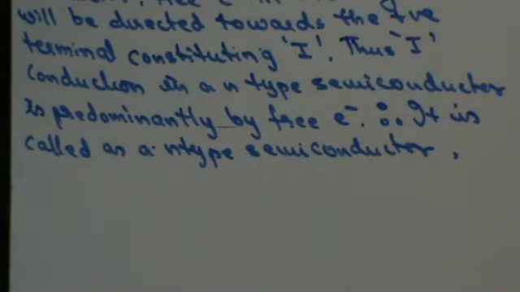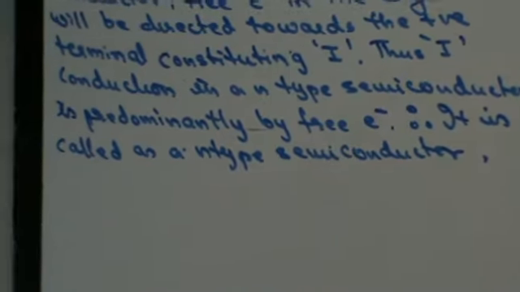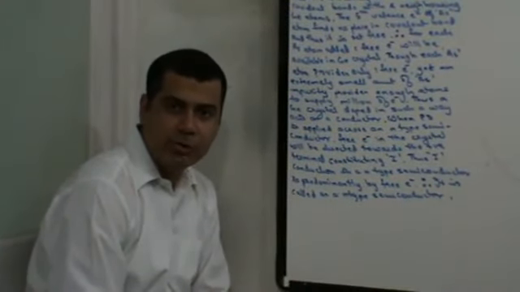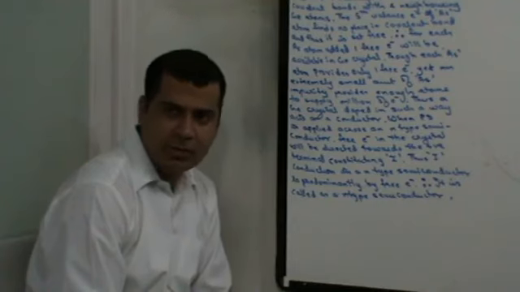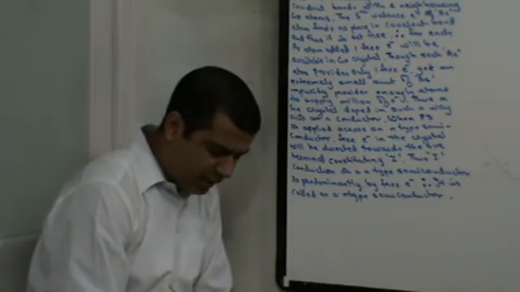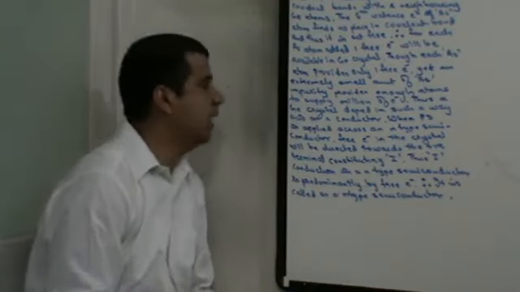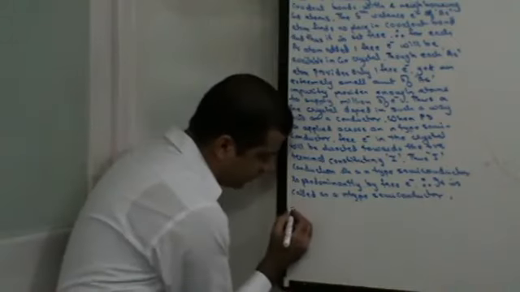As an n-type semiconductor has a large number of free electrons and very few holes, the free electrons in an n-type semiconductor are considered majority carriers. So the majority carriers are the electrons, right? So do we understand n-type semiconductor? Next, let's move to p-type semiconductor.